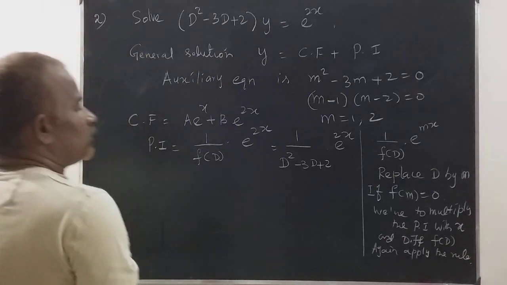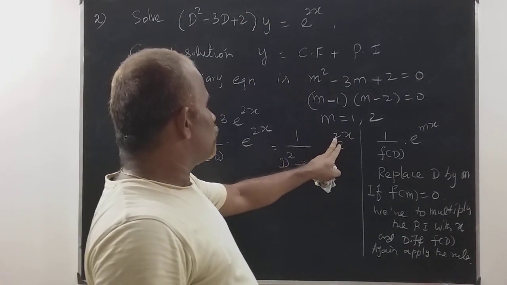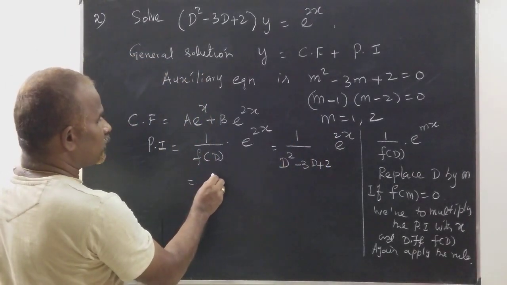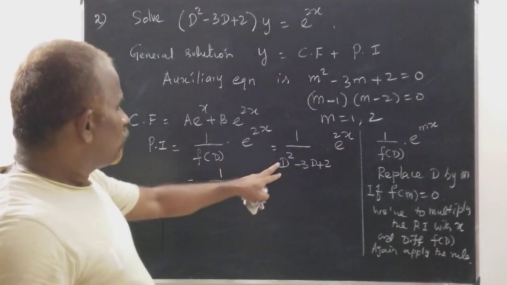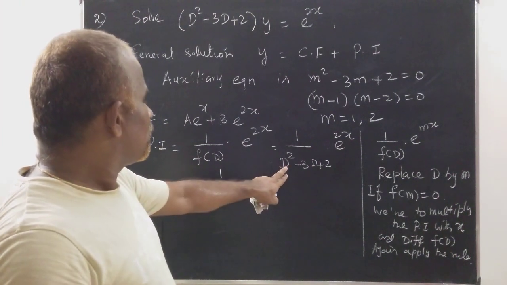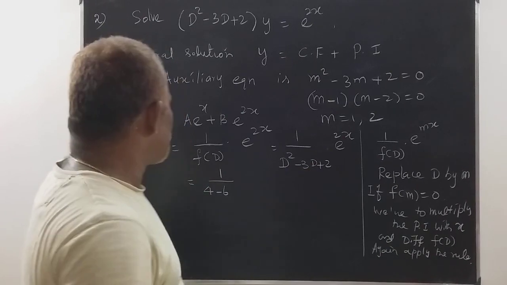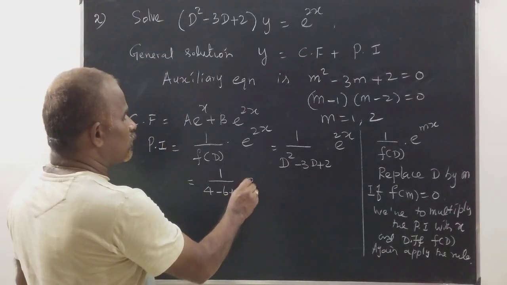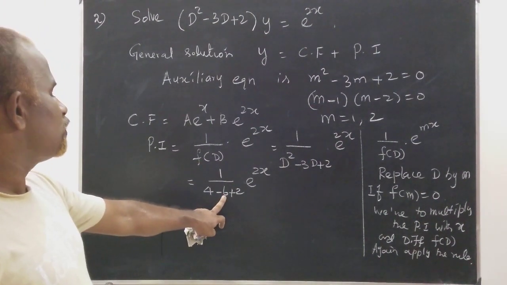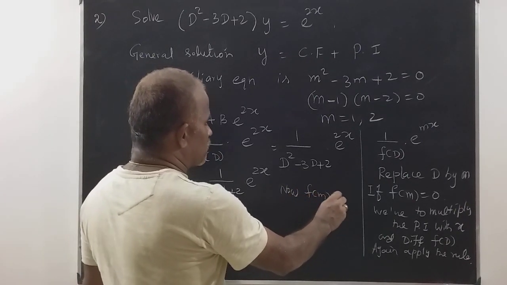Okay. So now, here m is equal to 2. You replace d by 2. We will be getting 1 by d squared, which is 4, minus 6 plus 2, into e power 2x. Now this f of m is equal to 0.